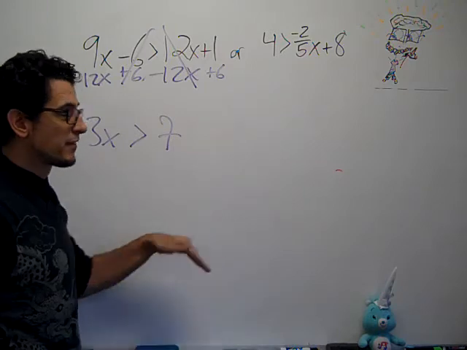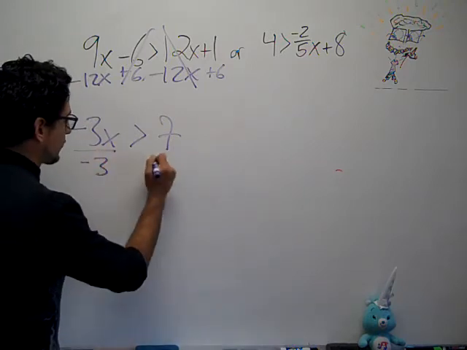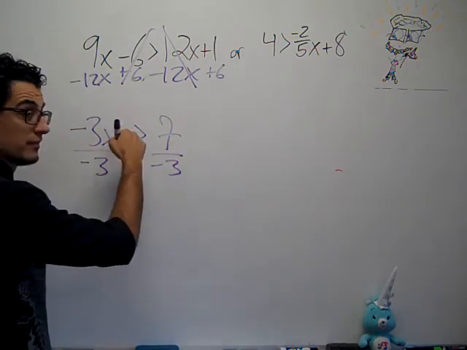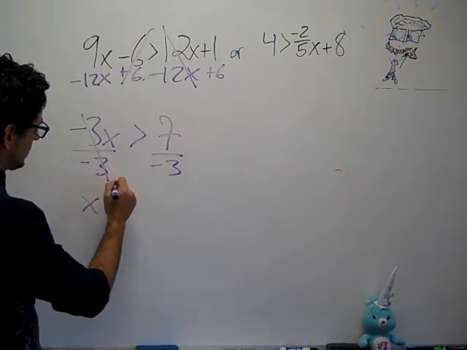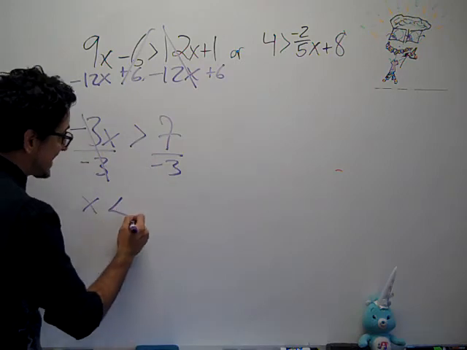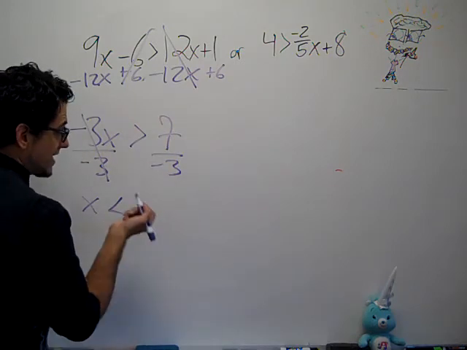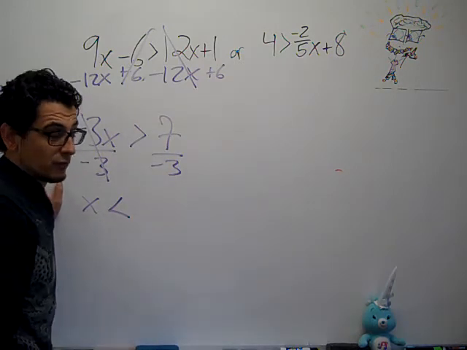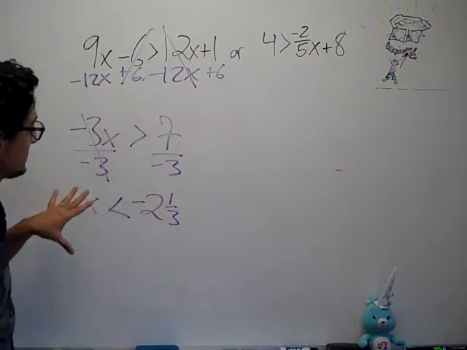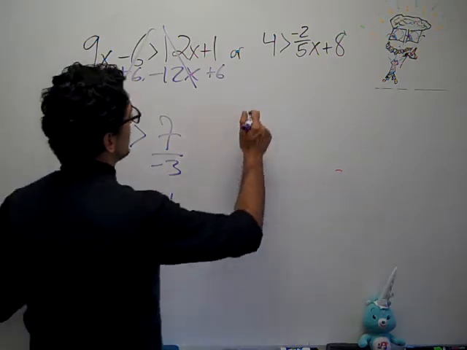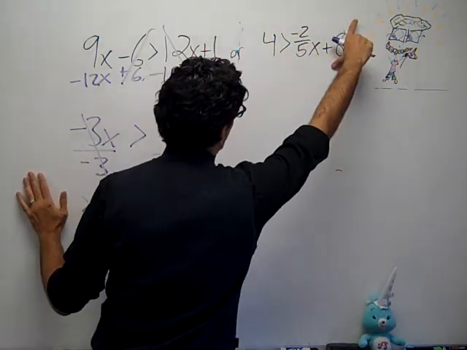I want to isolate my variable, so I divide by negative 3, and what happens when I divide by a negative, when I have the variable, it flips my sign. So I'm at x, because these canceled out, x is less than negative 7/3, which I could rewrite as negative 2 1/3, okay? So that's one of my statements. My other statement on the or side is this one over here.